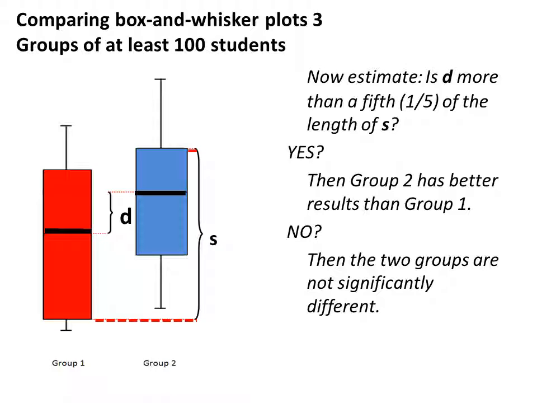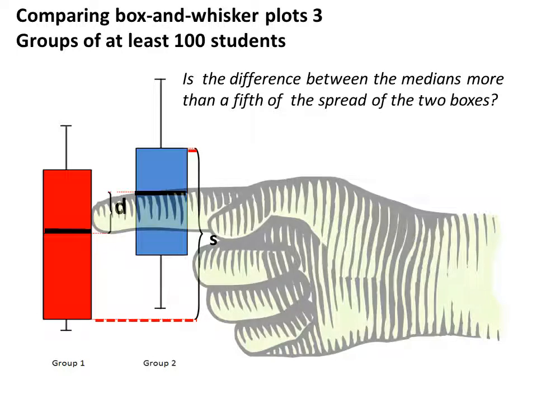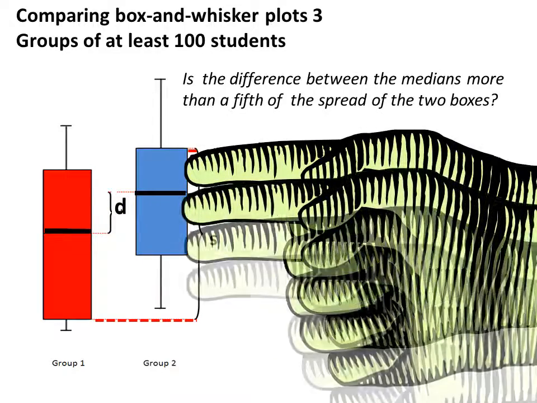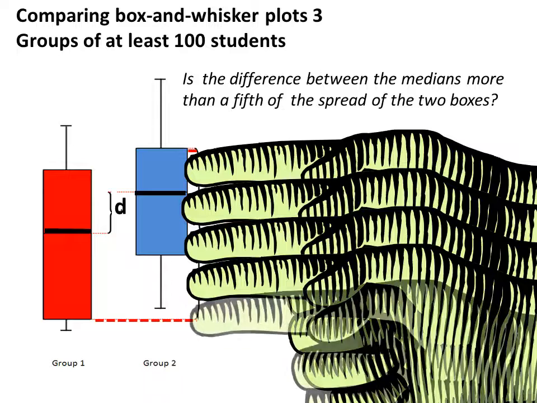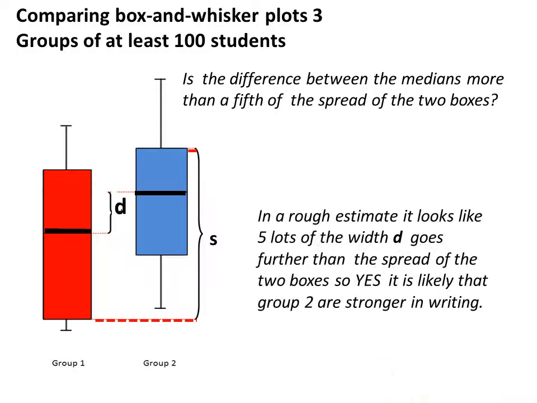If the groups are bigger, say at least 100 students, then estimate whether D is more than 1/5 of the length of S. Do 5 lots of width D overlap beyond the length S? If yes, then Group 2 has better results than Group 1. If no, then the two groups are not significantly different.